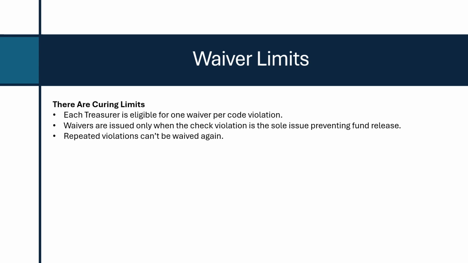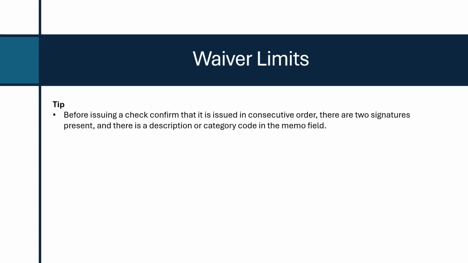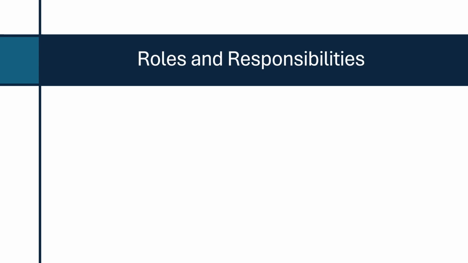Repeated violations can't be waived again. Here's a tip. Before issuing a check, confirm that it is issued in consecutive order, there are 2 signatures present, and there is a description or category code in the memo field. Roles and responsibilities you should be aware of. ANC and OANC staff roles.